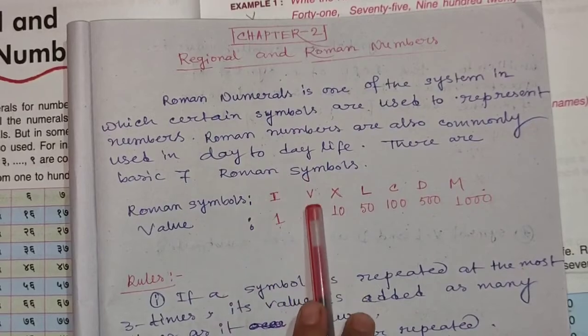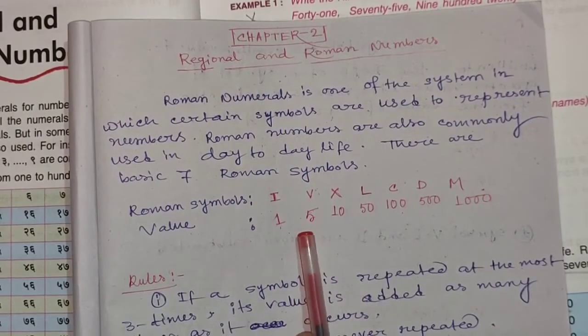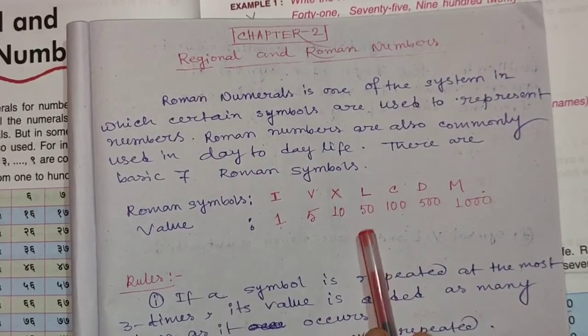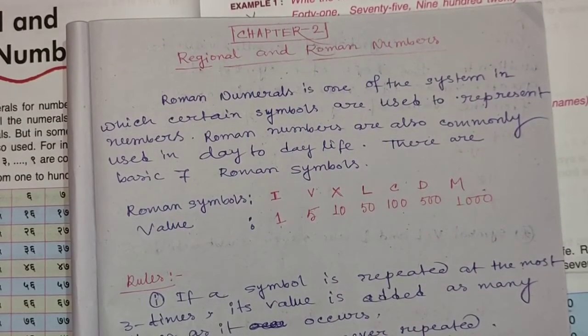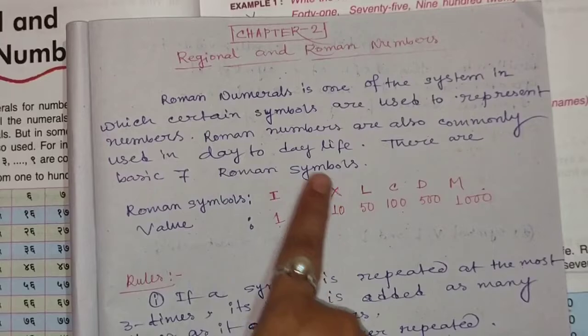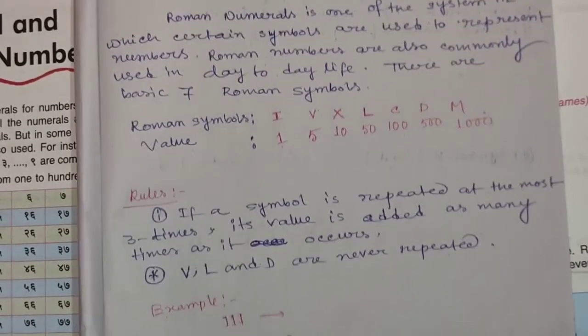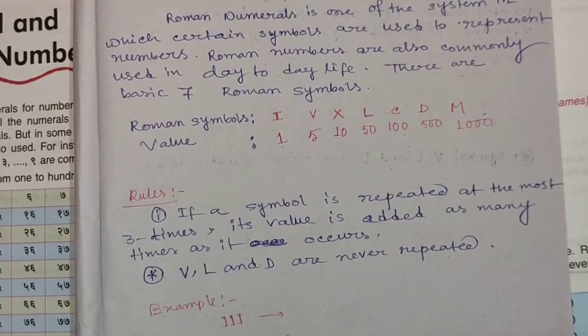The value of the Roman numeral I is 1. The value of V is 5. X is for 10. L is for 50. What is the value of Roman numeral C? C is for 100 and D is for 500. M is for 1000. So you need to remember these 7 basic Roman numerals. তাহলে এই basic 7 Roman numerals তোমাদের মনে রাখতে হবে.